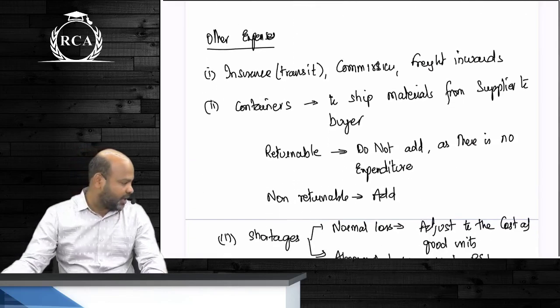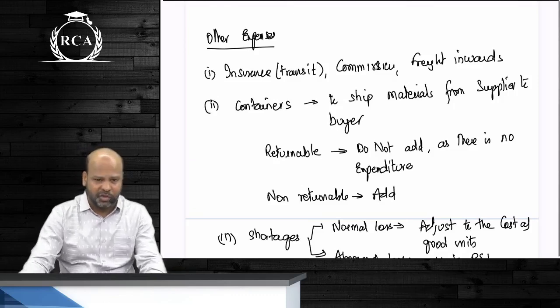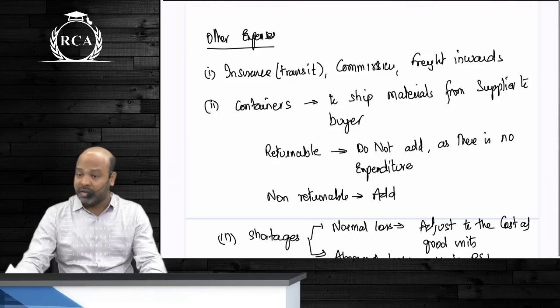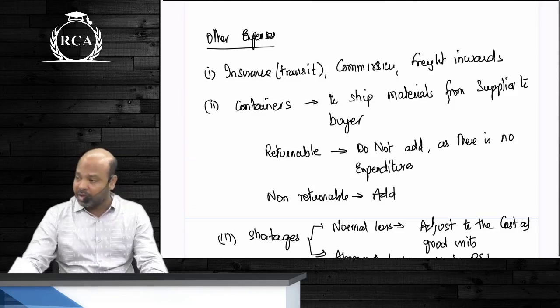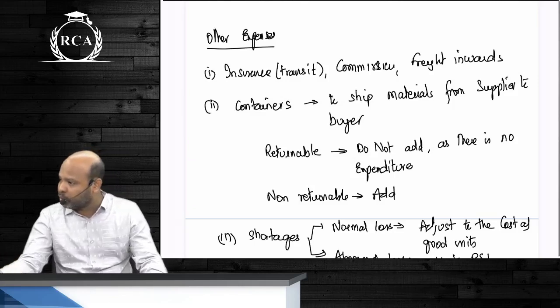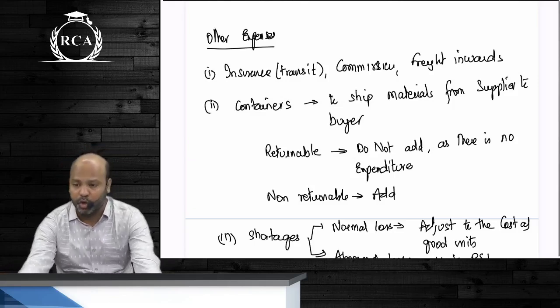And then other expenses. Under this, insurance, commission, and freight inwards. All of them, transit insurance, not storage insurance. If there is transit insurance, freight and commission, these expenses are directly attributable to procurement, and that is why you will be adding them to the cost of procurement.